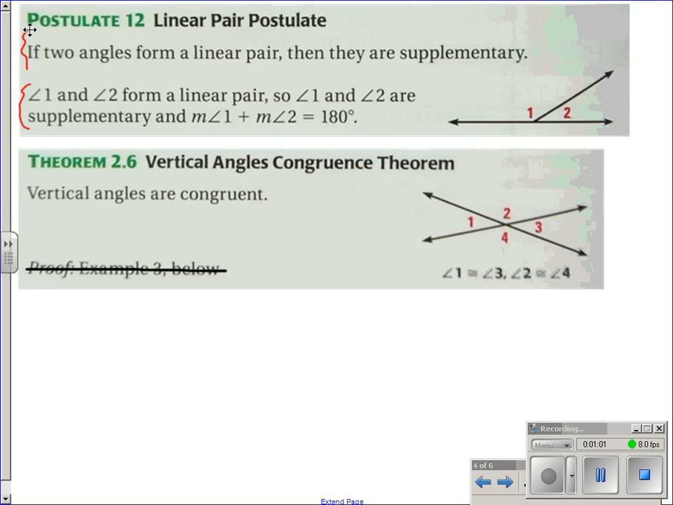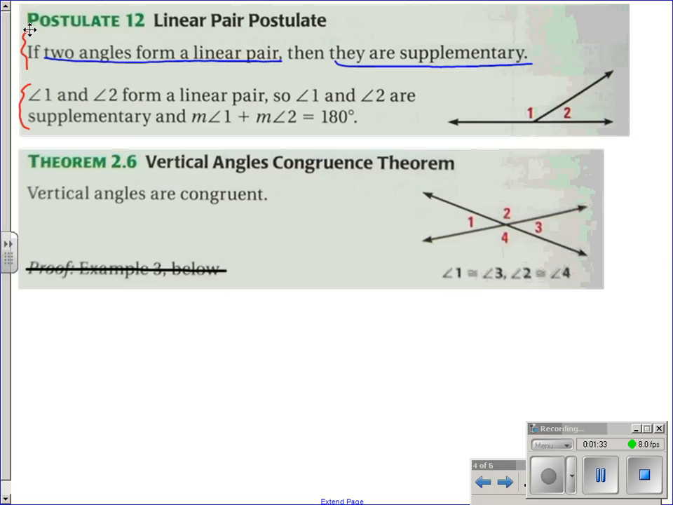It's the formal language. How we're going to use this is that in some proofs you may be told two angles form a linear pair. So in the proof, you can just go ahead and say they are supplementary. Without knowing that, you had to make a few more steps in the formal proof, so this cuts things down. You're given linear pairs, you know they're supplementary.